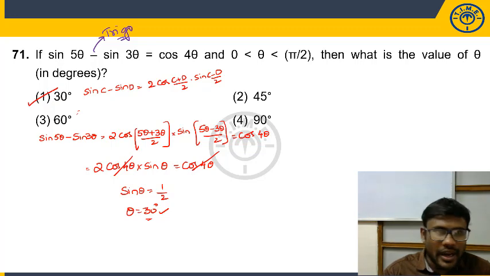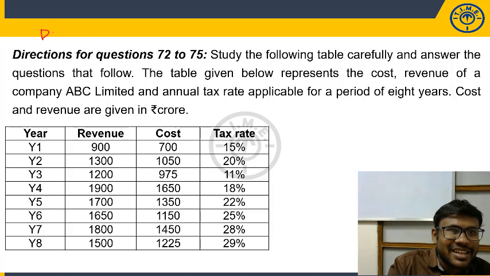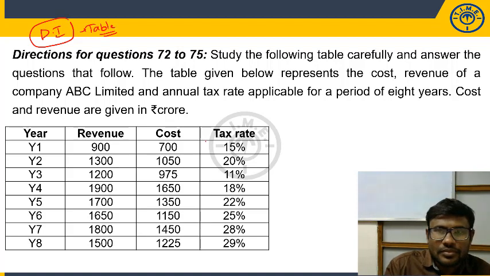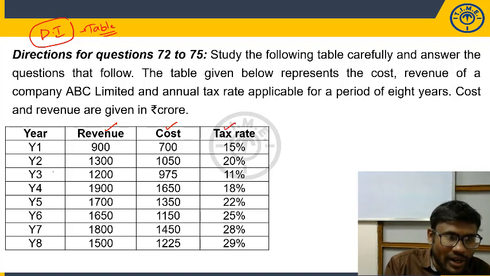Okay. Next question. So this is a DI based question, data interpretation, and we are given a table. Study the following table carefully and answer the questions that follow. The table given below represents the cost and revenue of a company ABC and the annual tax rate. So revenue, cost and the tax rate are given for a period of 8 years, Y1, Y2, Y3 and so on. Cost and revenue are in crores. So this is crore and this is also crore.